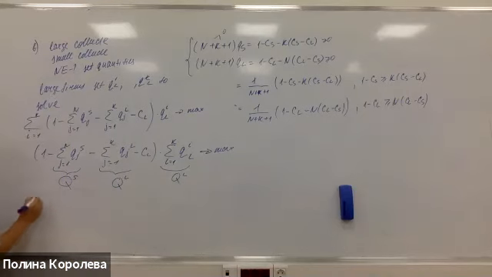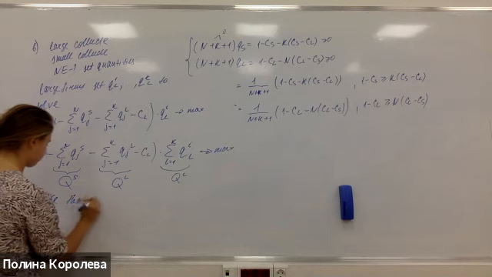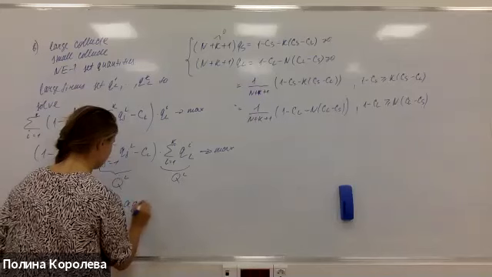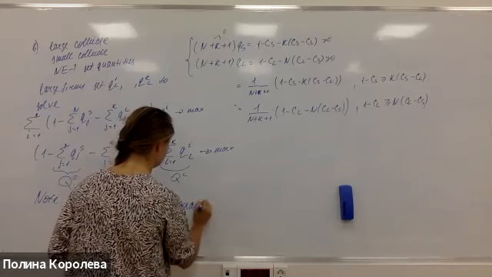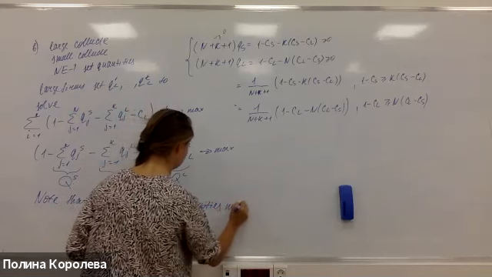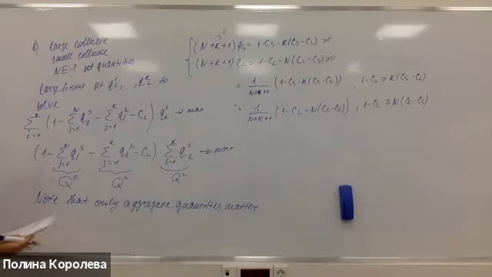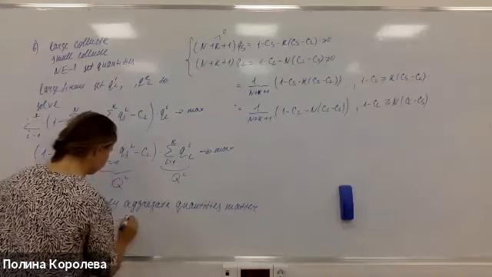So let's write the words. Note that only aggregate quantities matter. And the same is true for all small firms, because they also collude. Same is true for small firms.